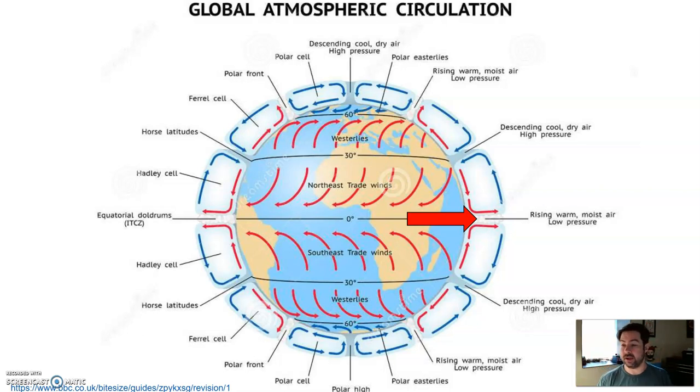So now what you have peeling away is this air, and as it gets further away from the equator, it cools down. It can either go north or south. We'll just follow it north because the process is the same.